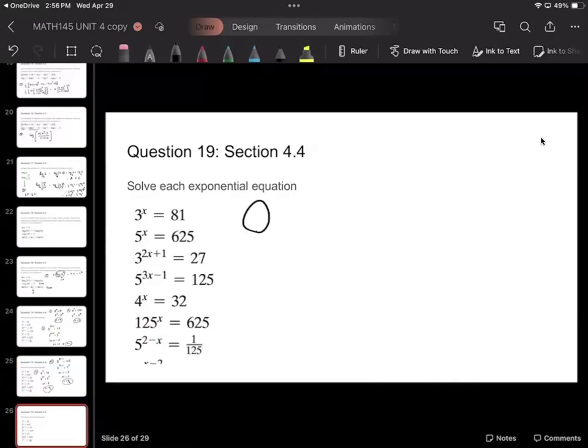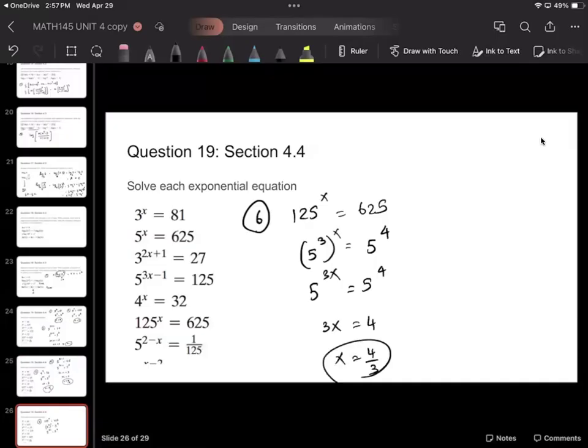6. 125 to the power of x is 625. What is 125? 5 cubed. 625 is 5 to the 4th power. So I have 5 to the power of 3x is 5 to the power of 4. 3x is 4. x is 4 thirds.